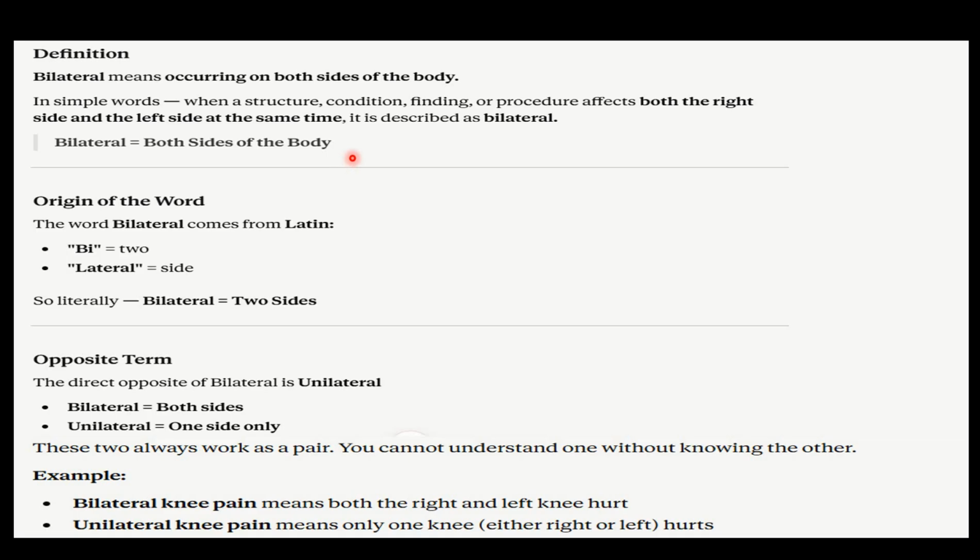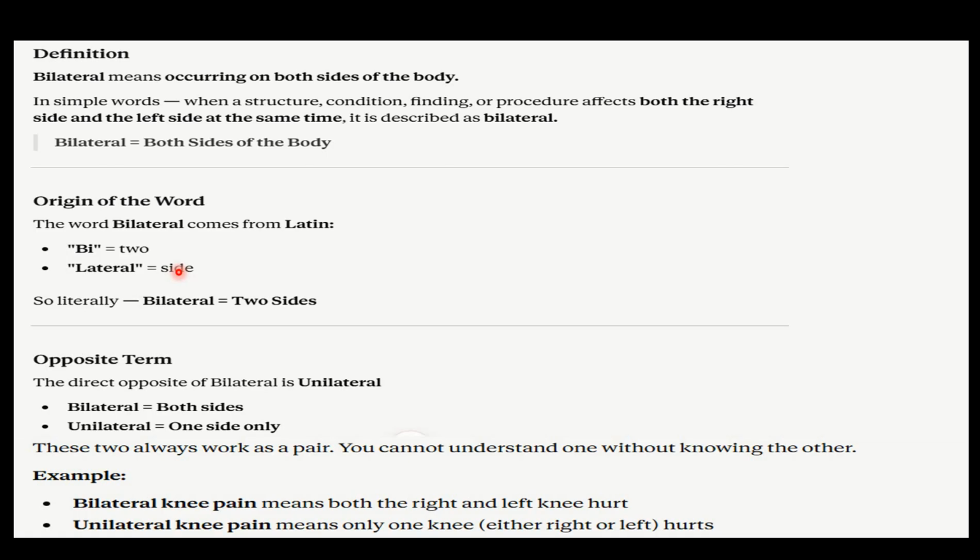Now, if you look at the word carefully, you will see that it comes from Latin and is composed of two terms, bi and lateral. Bi means two, lateral means side. So bilateral is the two sides.